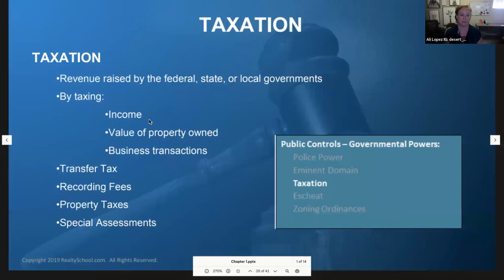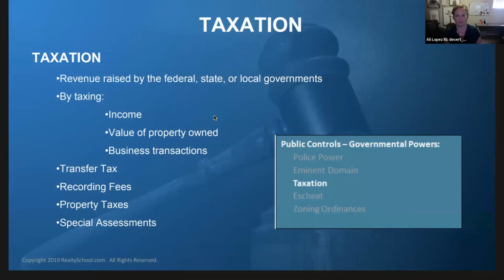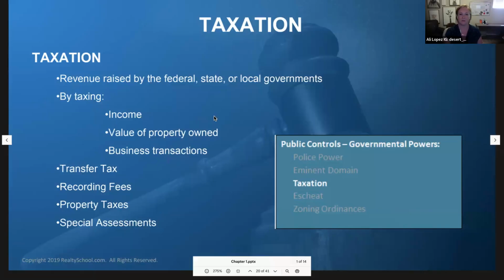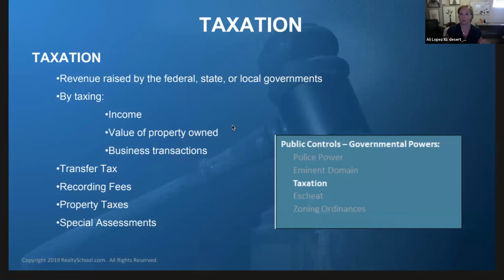Taxation is a governmental power, so it's revenue that's raised by the federal, state, or local government. You are taxed on your income. You're taxed on the value of the property owned or your business transactions. Another way that the county and the local governments can make money on taxation is what we call the real property transfer tax, the RPTT. Your title company can explain that to you a little bit more, and in the math section, I'll explain to you how to figure that out. The county takes recording fees, whether it's an e-recording or a paper recording. When they file your documents for everyone to see as public record, it charges money. Property taxes, obviously, and special assessments.